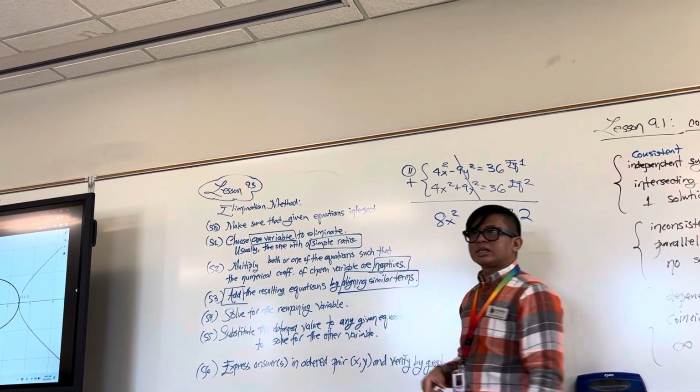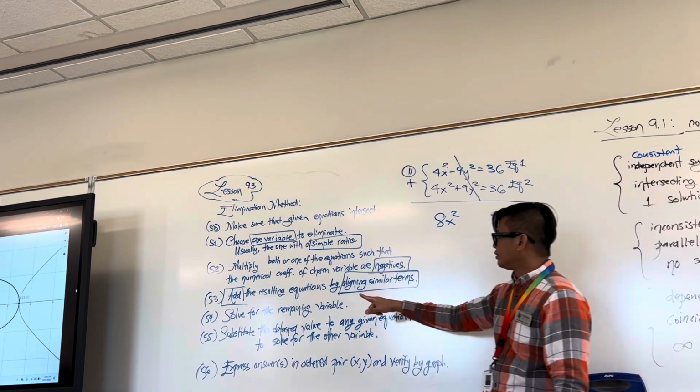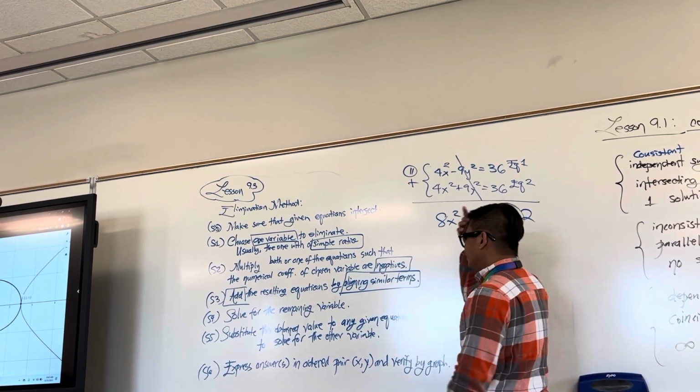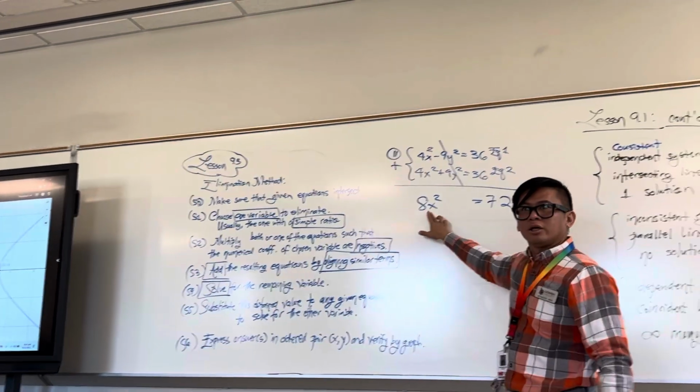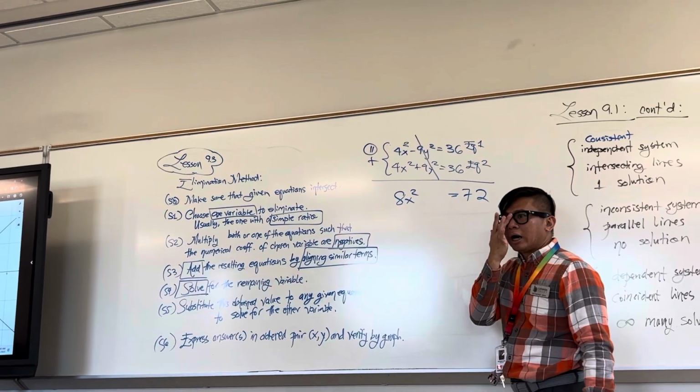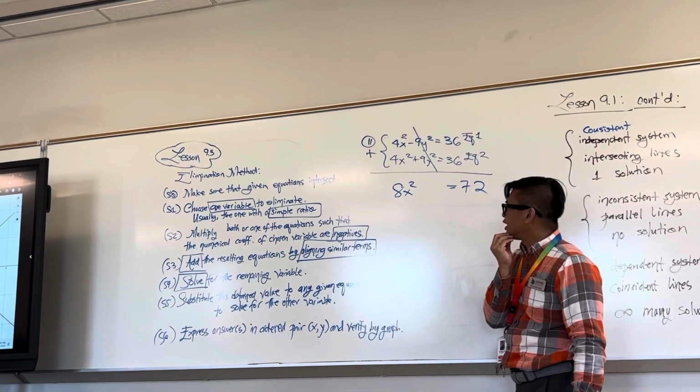And then, step number 4: solve for the remaining variable. All right, solve for the remaining variable, right? So what's the remaining variable? X, right? So how do you solve for that X? Bryce, what do you do first?